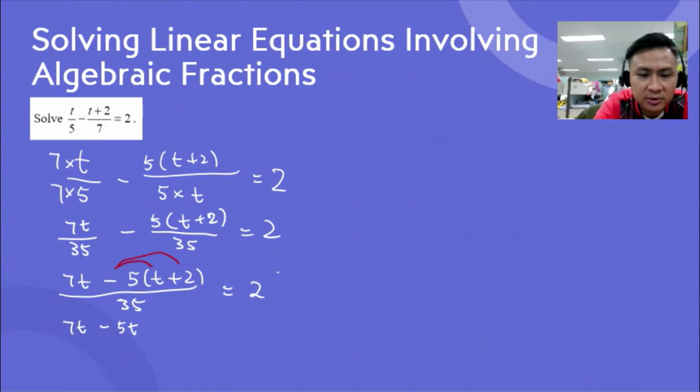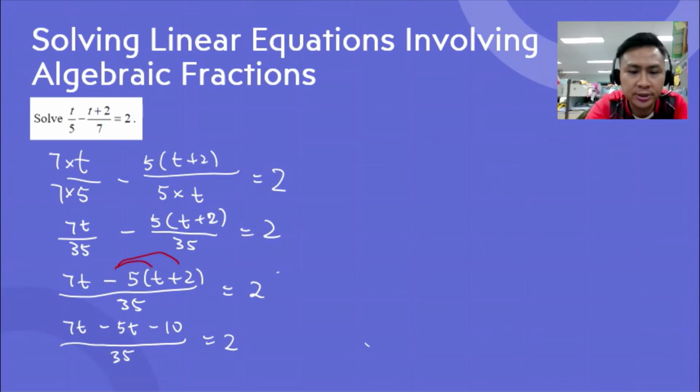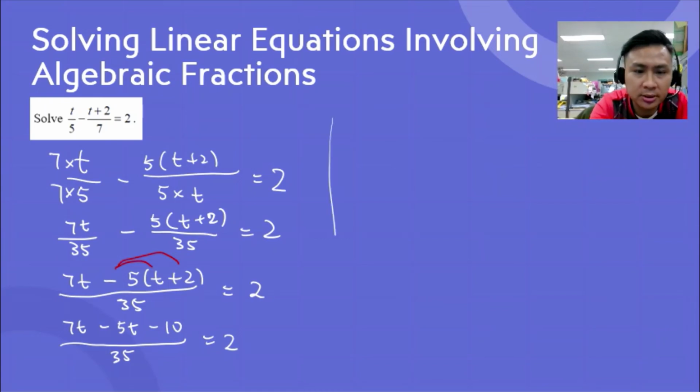Okay, so negative 5 times t is negative 5t. Negative 5 times 2 is minus 10. Okay, out of 35 equals to 2. Okay, we simplify the numerator. So now you'll have 7t minus 5t, we'll get 2t. Okay, minus 10 over 35 equals to 2.